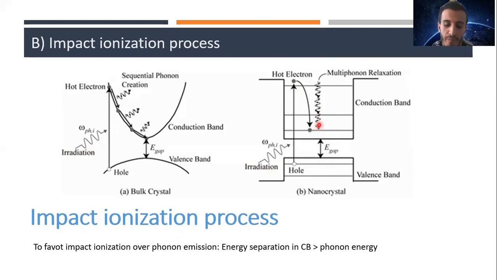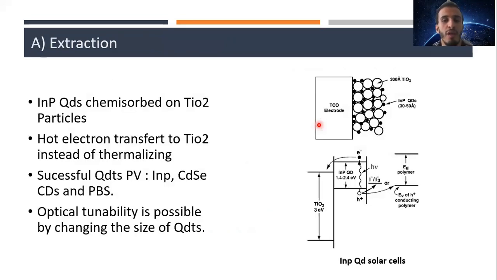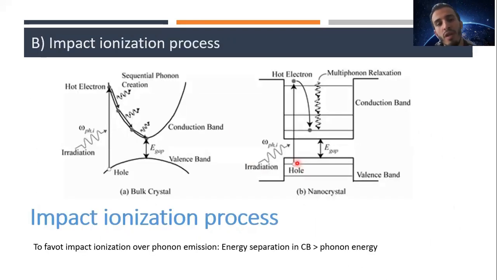So to conclude, the quantum dot solar cells are useful in order to extract the hot electrons directly before they thermalize, only with this configuration. Or we can use them to favor the impact ionization process by creating other electrons. However, we cannot use the two. I mean, this one and this one. We can use either this one or the previous one.